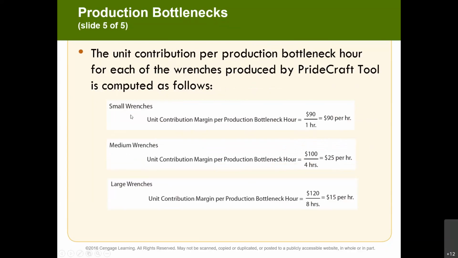So for a small wrench, the unit contribution margin is $90 per hour. The medium wrench would be $25, and the large wrench would be $15. Again, what we do is we take the unit contribution margin and we divide that by the amount of time in the manufacturing process, so the heat hours in this example. So the small wrench, of course, in this example would actually yield the greatest return, right? The greatest contribution margin.